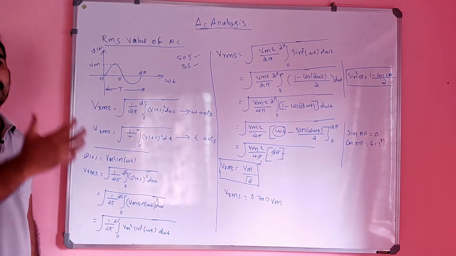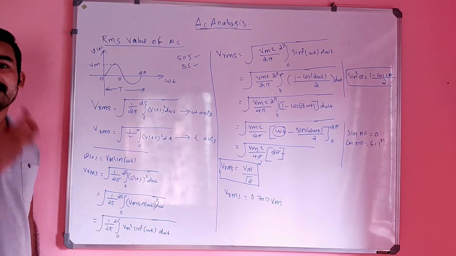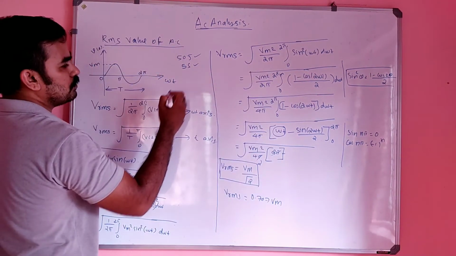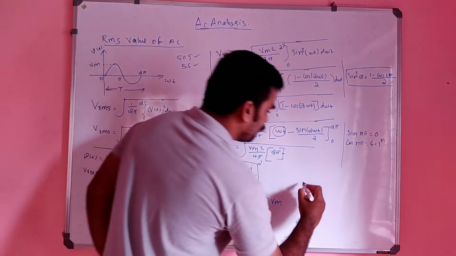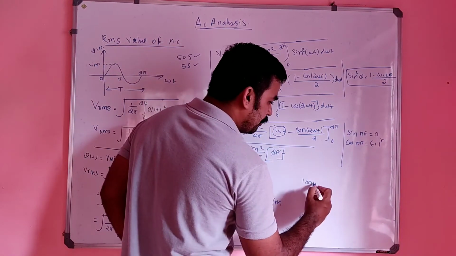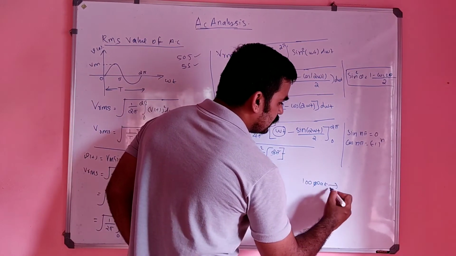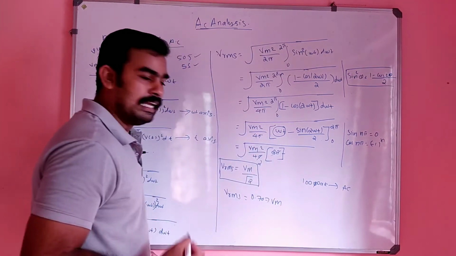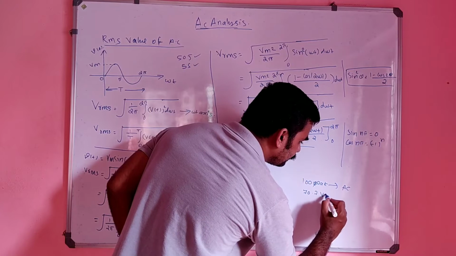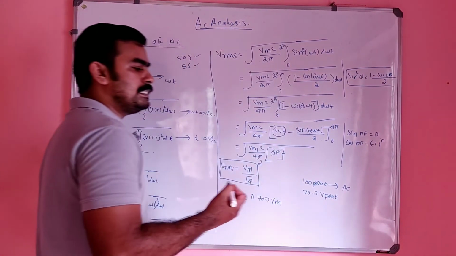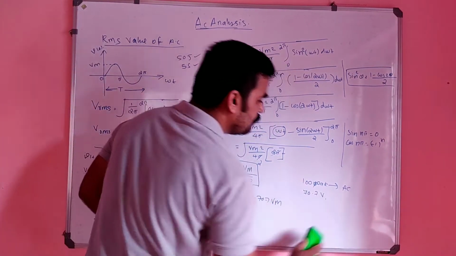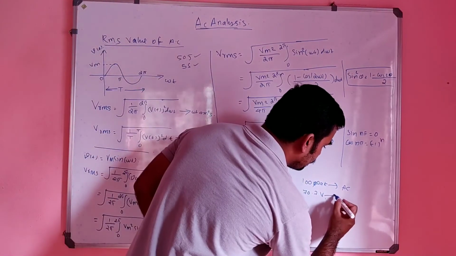Suppose you have a 100 volt peak value, 100 volt Vm in terms of AC. In DC you need just 70.7 volt. DC need not be a peak, it is simply 70.7 volt in terms of DC.